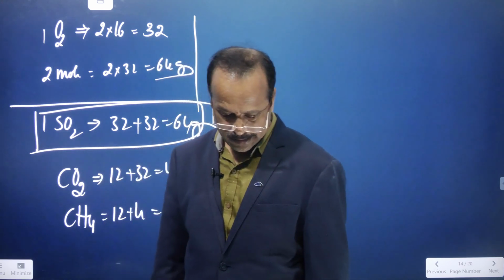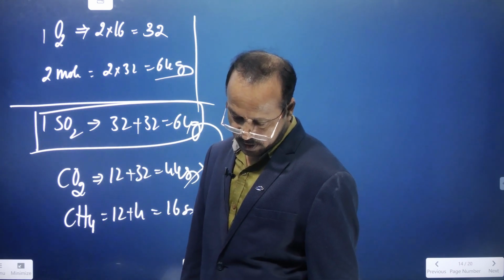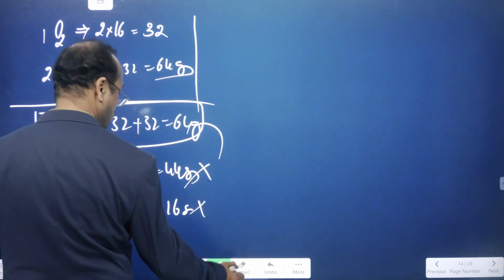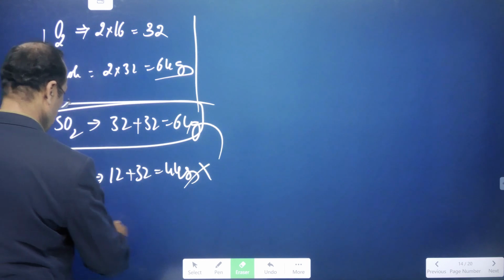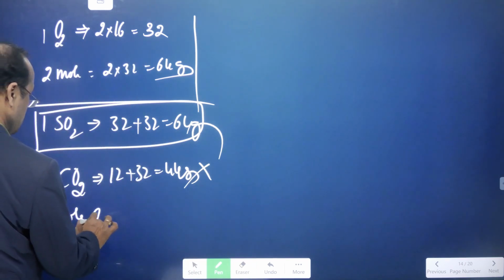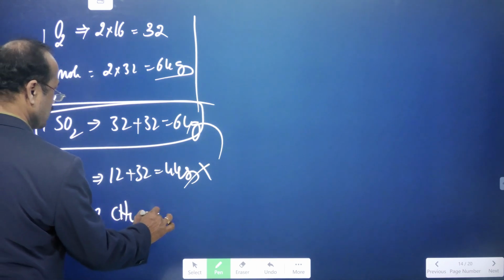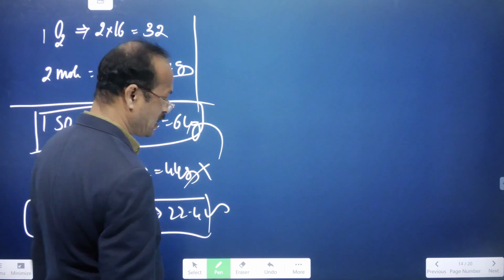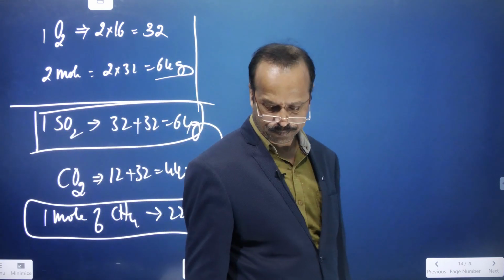Now the third one, both 1 and 2. Sorry. Here, which one is correct? The second one is correct because they are asking for 1 mole. The second option is given as 1 mole of methane, and 1 mole of any gas occupies 22.4 liters. So this is the correct option. The second one is the right option, student.